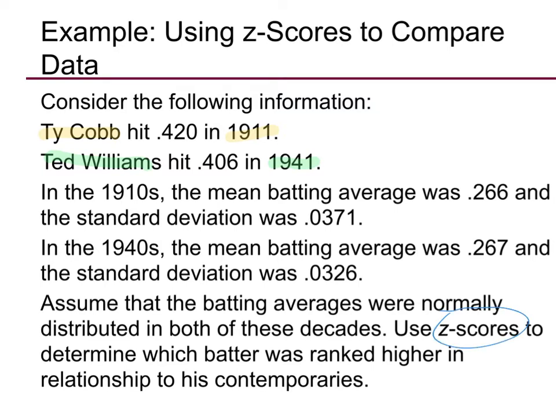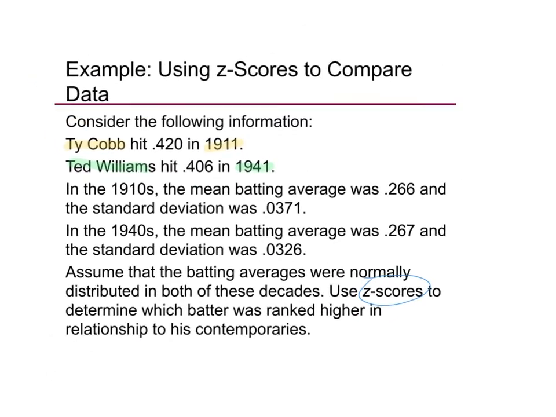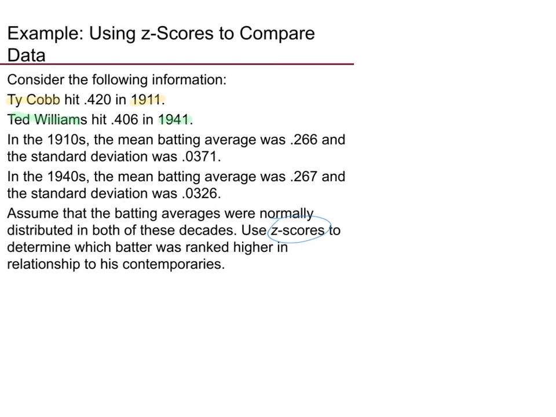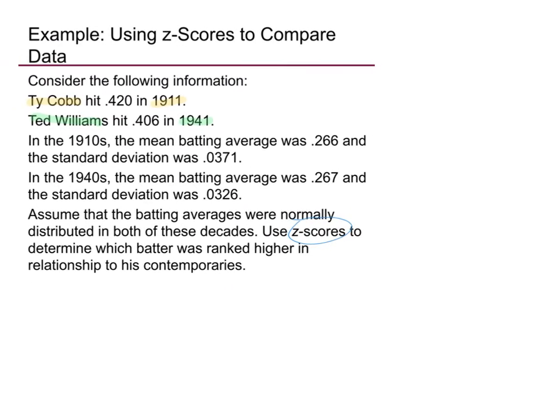All right, so we're going to get a z-score for Ty Cobb, and we're going to get a z-score for Ted Williams. I'm going to zoom out a little bit here, and we'll find these two z-scores. We'll start with Ty Cobb, and we need his z-score.